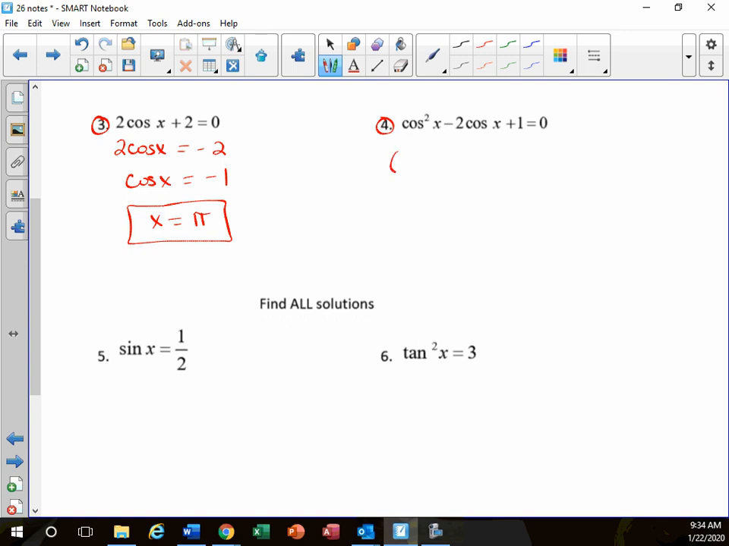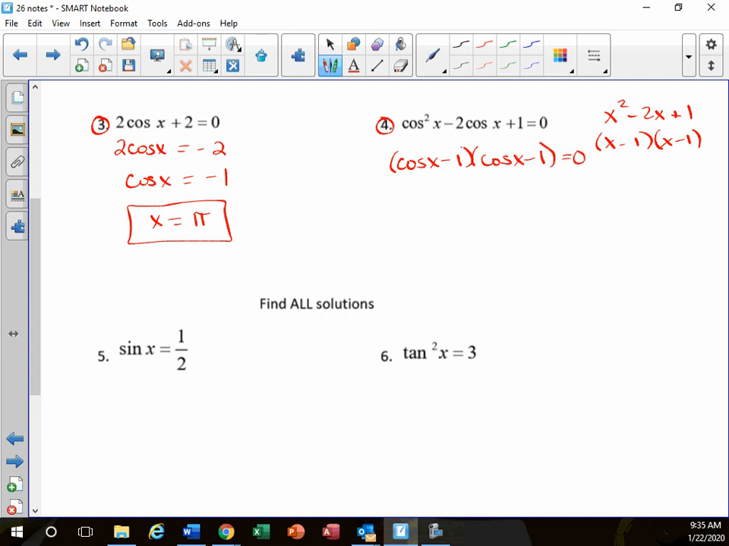When there's not a leading coefficient, so this is basically x squared minus 2x plus 1, you need to be able to just look at that and go, all right, x minus 1, x minus 1. Okay, so this is going to be cosine of x minus 1, cosine of x minus 1.